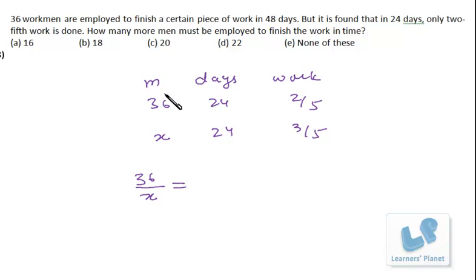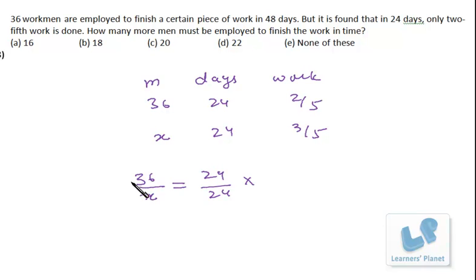That means men and days are inversely proportional to each other. In this case both of them are 24, so it doesn't matter in whatever order you write them. Now, what is the relationship between men and work? If more work is there, more men are required. That means men and work are directly related to each other, or we can say they are in direct variation.